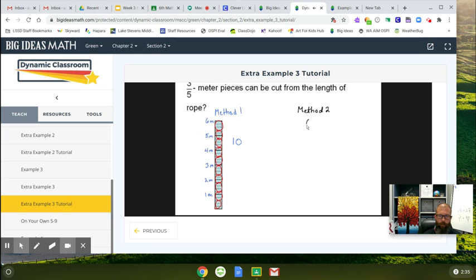In method 2, we will solve the problem 6 divided by 3/5 to find how many pieces can be cut from the length of rope. This problem is basically answering the question, how many 3/5 meter pieces are in 6 meters? To divide a whole number by a fraction, you need to multiply by the reciprocal. Keep the 6 and multiply by the reciprocal of 3/5, which is 5/3. To multiply a whole number by a fraction, you need to write the whole number as a fraction, 6 over 1.